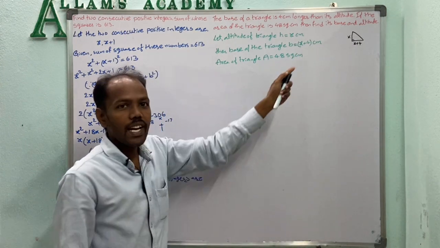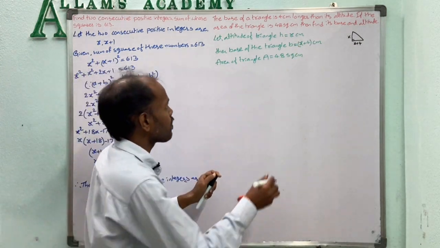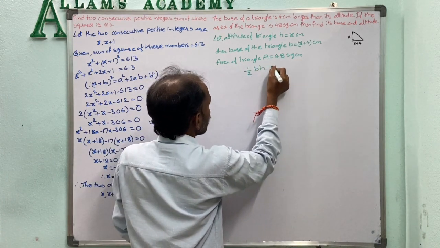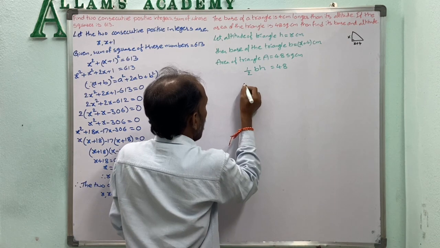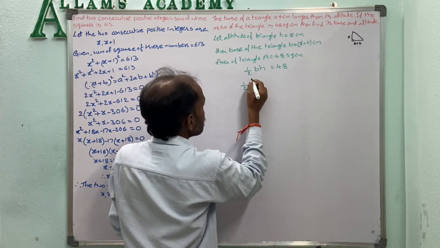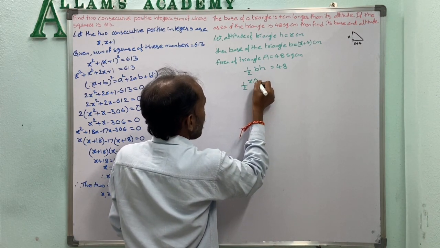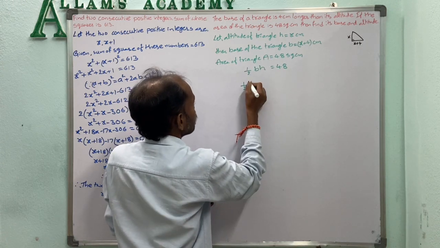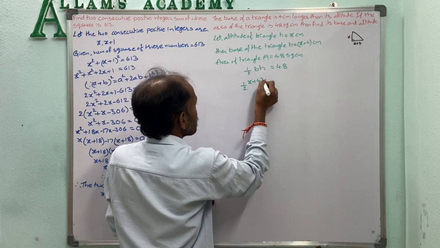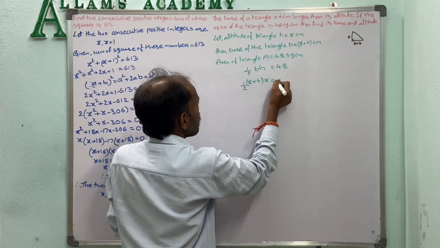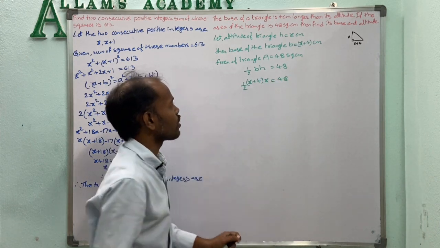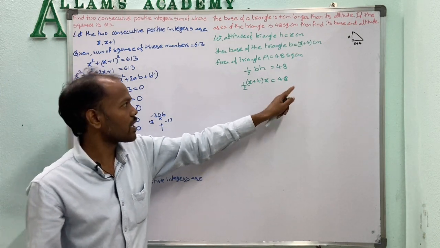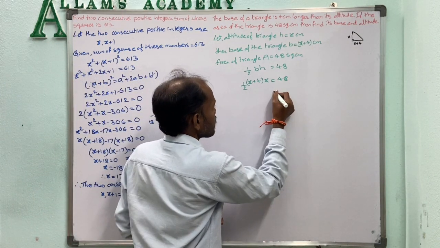So the area of a right triangle is nothing but half base times height. So half into the base is x plus 4, into the height, which is x, equal to 48. Now the division transfers to this side as multiplication. So 48 into 2 is 96.